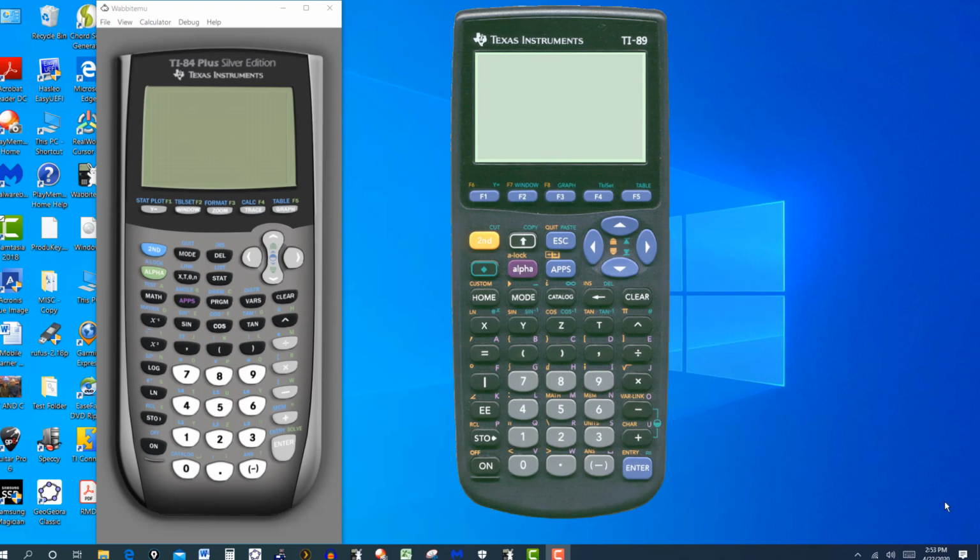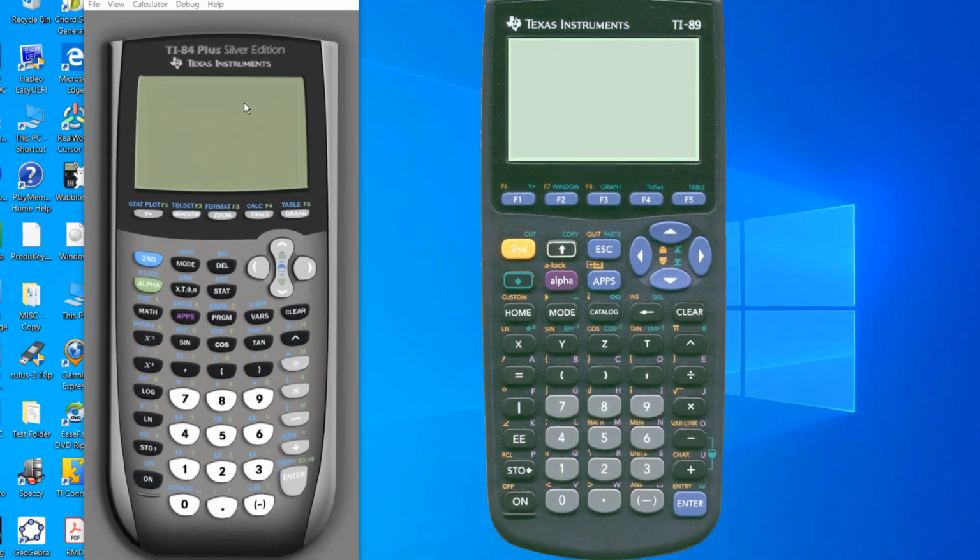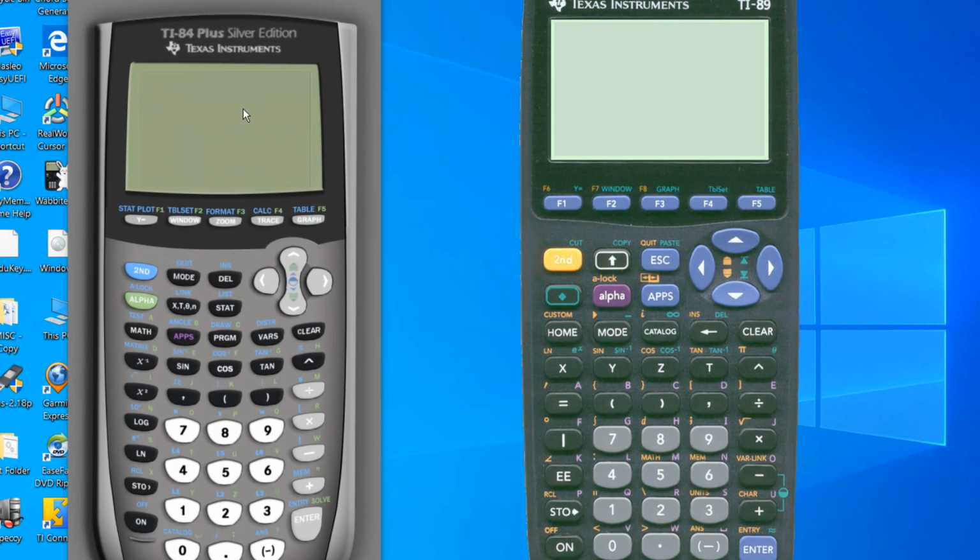In this video, I'm going to look at two types of TI graphing calculators. The one on the left here, the TI-84 Plus Silver Edition, is your regular or standard graphing calculator. The one on the right is your TI-89, which is a CAS calculator, which means it has a computer algebra system.